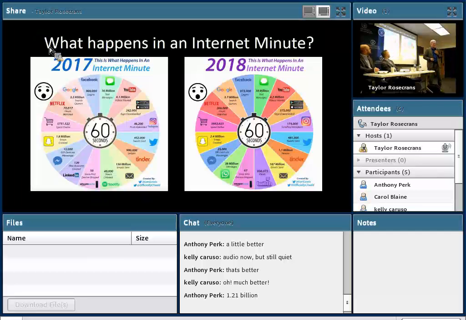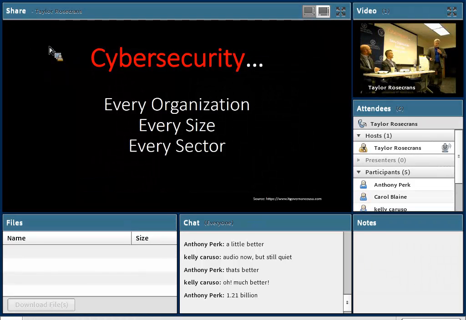In an internet minute, you may have seen these depictions, graphics out on the web. It's just absolutely incredible. The one that jumps out at you is the 400% increase from 2017 to 2018 in Netflix hours watched in 1 minute of time. That's a 400% increase, 70,000 hours in a minute to 266,000 in a minute. Keep that in mind as we go through this. Cybersecurity affects every company, every organization, every consumer in the marketplace today. Please keep that in mind as we go through these questions today.